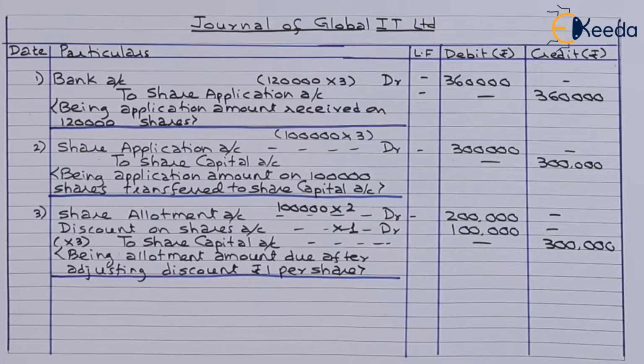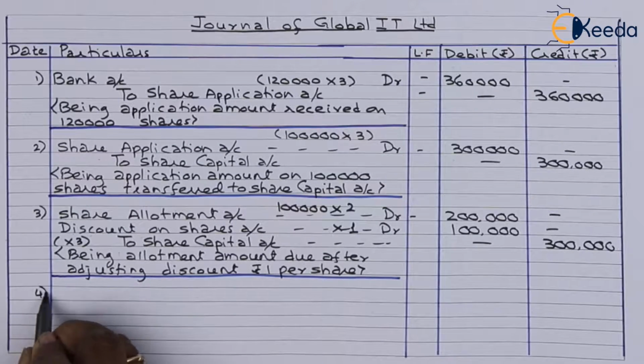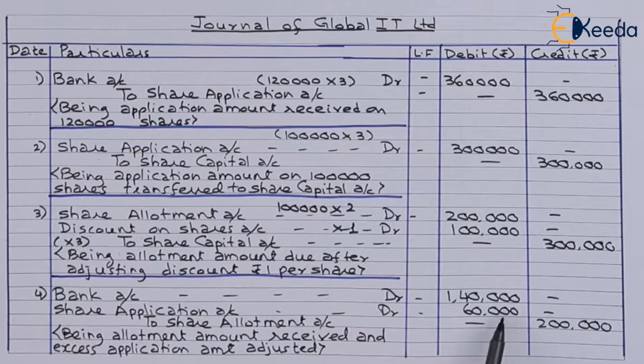Well, the company has received all the allotment amount. Entry will be bank account debit 1,40,000, share application account debit 60,000, to share allotment account 2 lakhs. Being allotment amount received and excess application amount adjusted. With this we have completed the allotment stage. Let us proceed to the next stage, that is the first call.